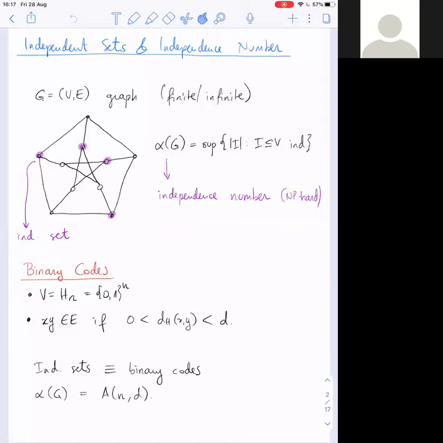So the setup again is with independent sets. You have a graph G, which is either finite or infinite. It doesn't matter. Of course, we are going to be talking mostly of infinite graphs. And an independent set, which we already saw the definition several times, like for instance in this Petersen graph here, is a set of vertices which does not contain an edge inside. So all the vertices are mutually non-adjacent, right?